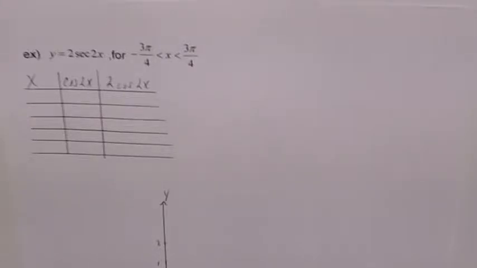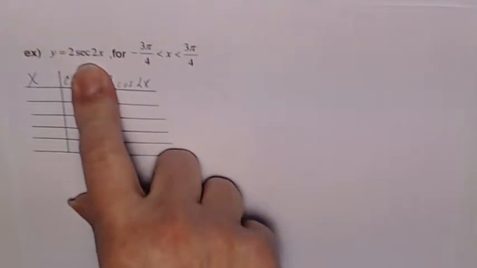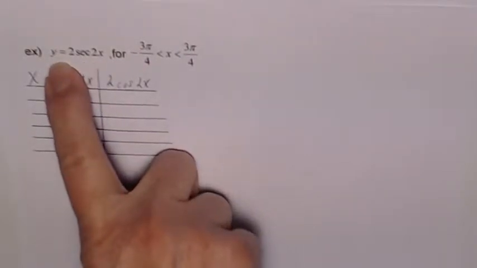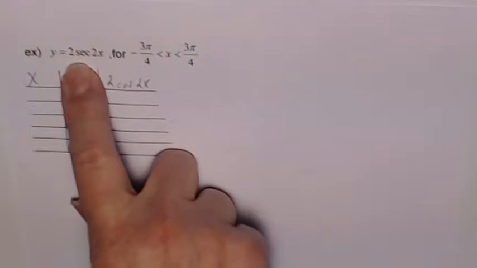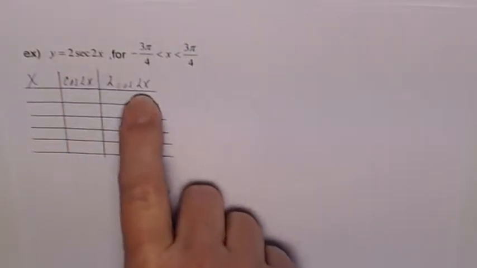Finishing up this section on graphing other kinds of trig functions. In this example specifically, we're looking to graph a secant function. We are looking at y is equal to 2 times the secant of 2x.